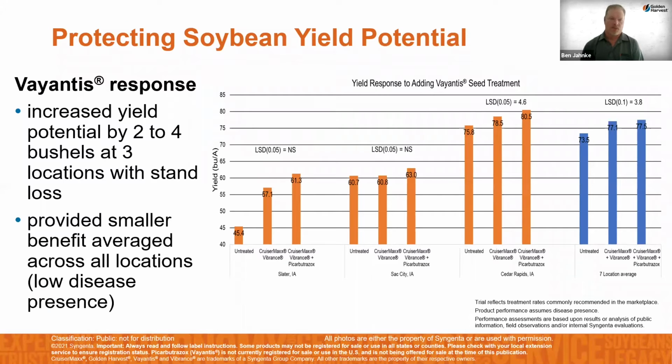What we saw was an increase in yield potential of 2 to 4 bushels at 3 locations where we observed stand loss. Those locations are noted in the orange bars here, and you can see the different levels of yield at those locations. Off to the very right, in the blue bars where we average all of our locations combined, we still see an increase, although not quite as robust.